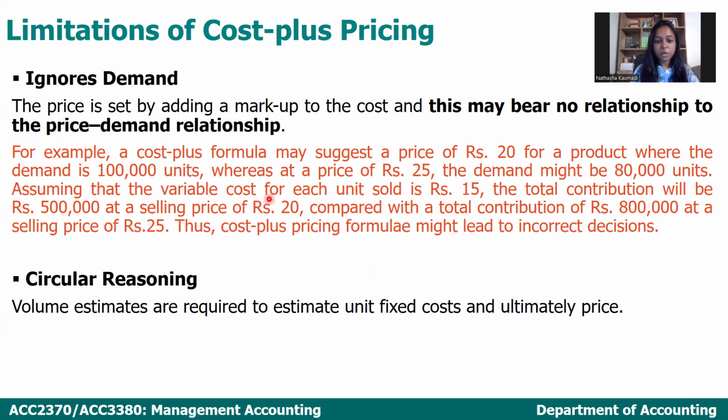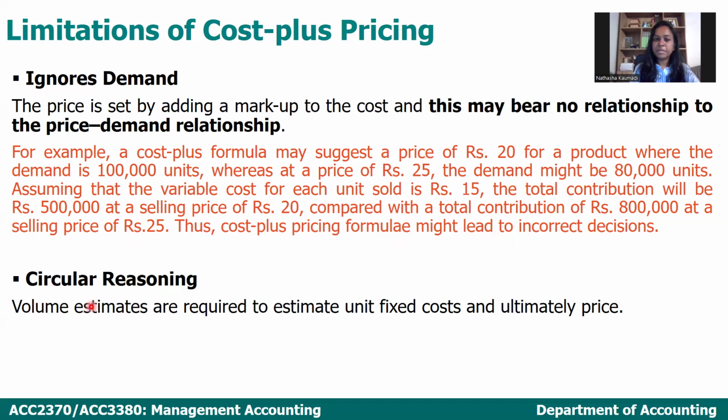Assuming that the variable cost for each unit sold is 15 rupees, the total contribution will be 500,000 at a selling price of 20. You can compute it. Compared with a total contribution of 800,000 at a selling price of 25. Therefore, the cost plus pricing formula might lead to incorrect decisions. See, so in this scenario, it shows how the decisions can go wrong when you are ignoring the demand, right? That can happen.